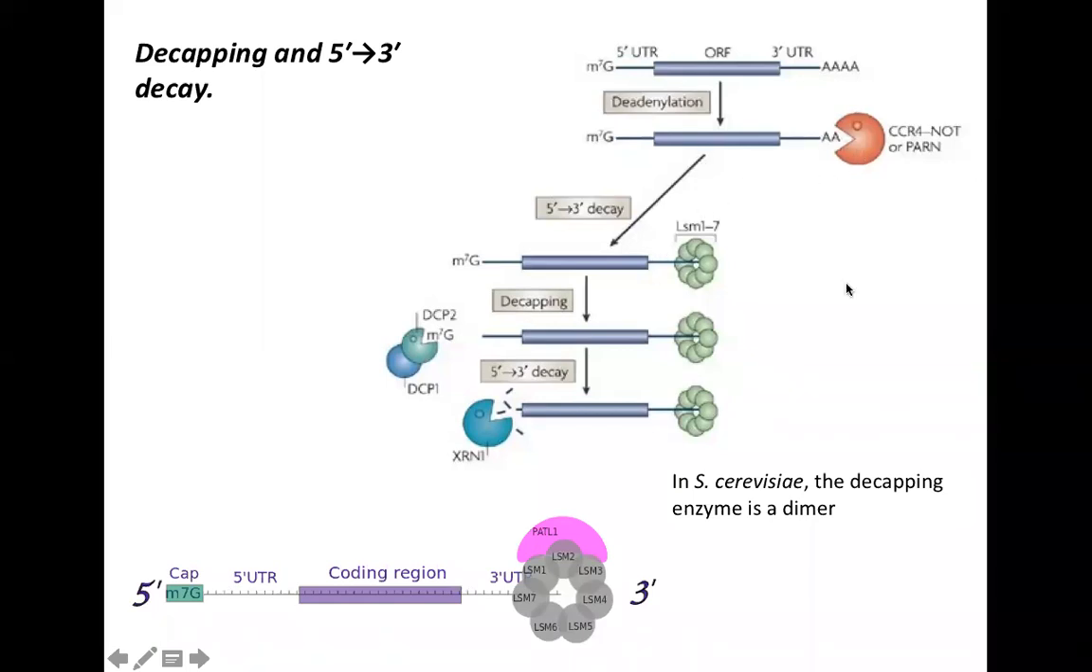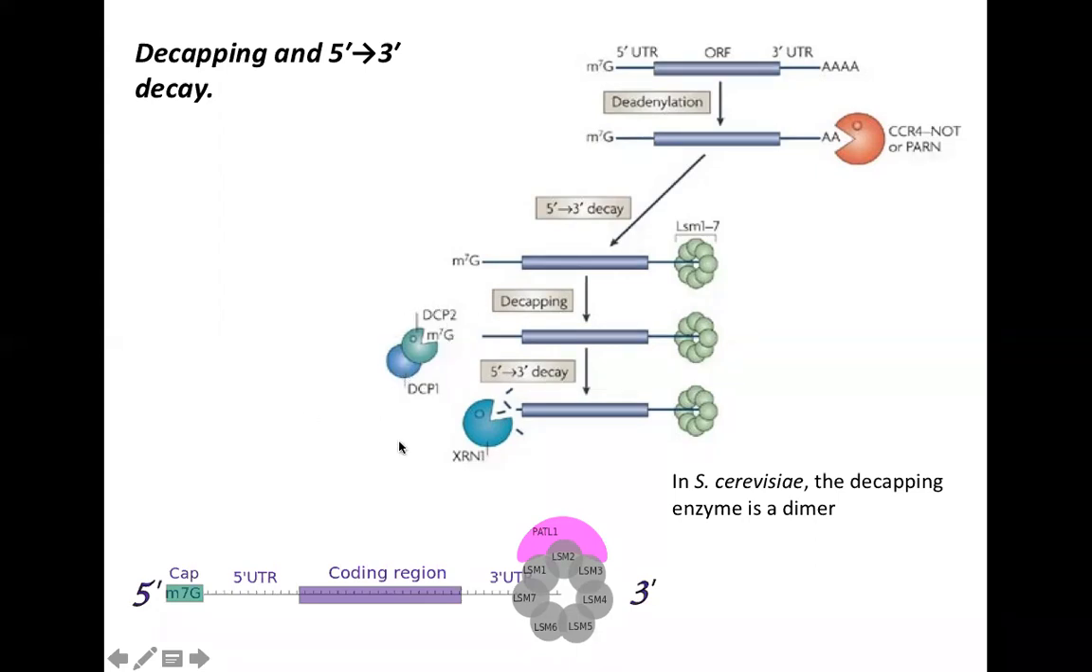So first deadenylation, and then 7 LSM proteins constitute a heptamer, because there are 7 monomers. They constitute this complex, bind to the 3' UTR, and recruit PAT-L1, which is an mRNA decay factor. And what does PAT-L1 do? Here we see this is LSM1. This recruits PAT-L1, and then PAT-L1 recruits another decapping enzyme.